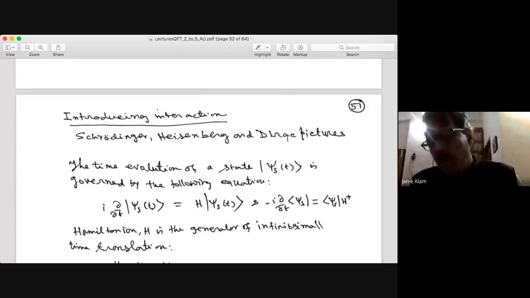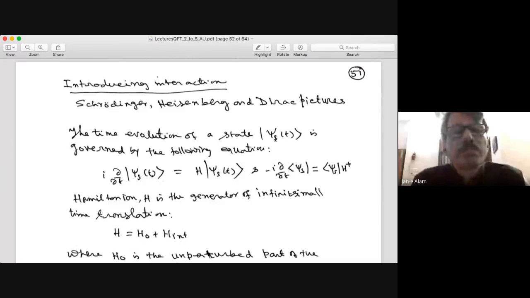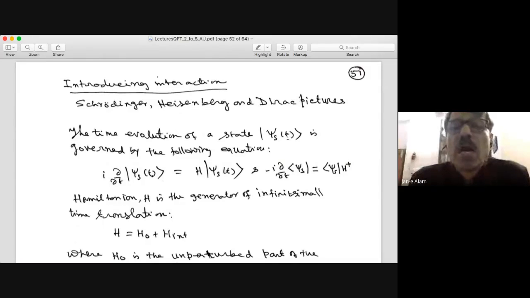So now I am going to introduce the interactions, going towards the real calculations of cross sections. Before that, of course, I will develop the Feynman diagram technique. Now, the time evolution of any state psi_S, where S stands for Schrödinger, is governed by the following equation.